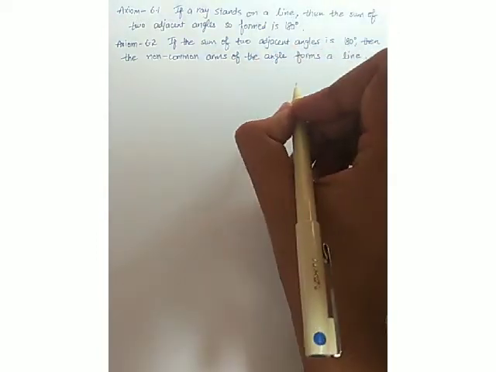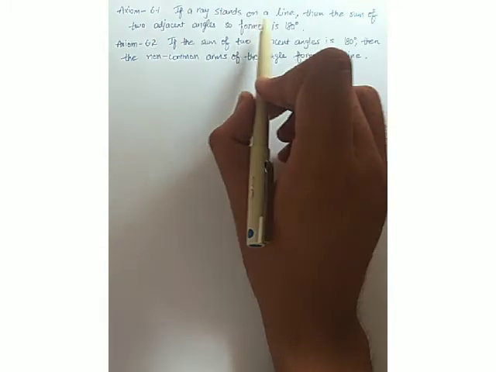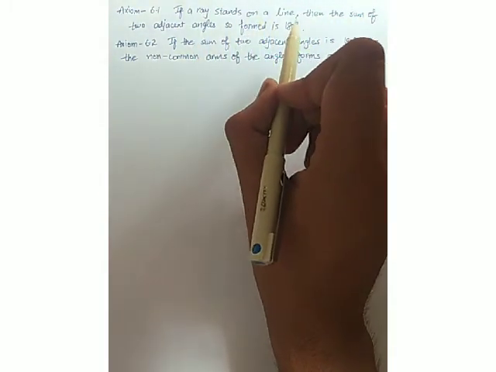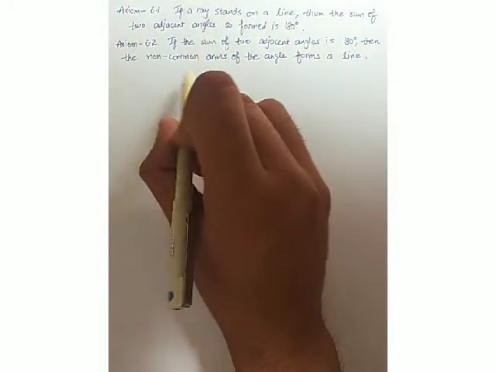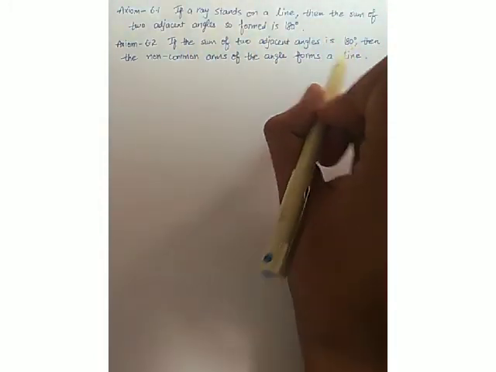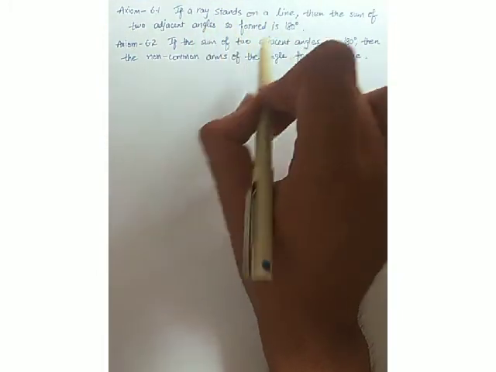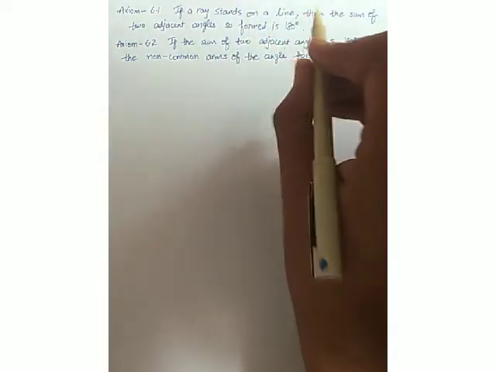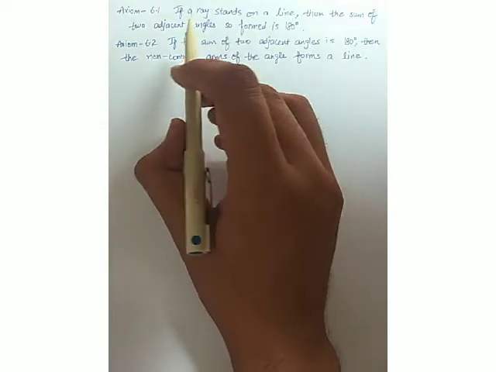So let's start with the axioms. I have written it for your convenience. Axiom 6.1 states that if a ray stands on a line, then the sum of two adjacent angles so formed is 180 degrees. If the sum of two adjacent angles is 180 degrees, then the non-common arms of the angles form a line. Actually, these are converses of each other, and there is no proof of these axioms in 9th class syllabus, but I'll be explaining them with the help of diagrams. So let's start with axiom 6.1.